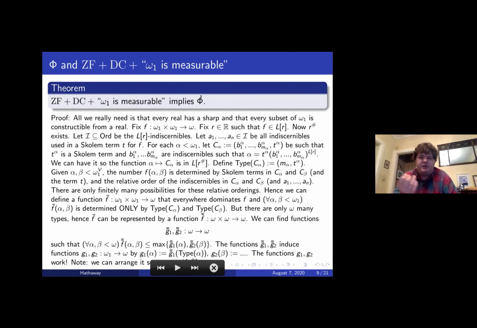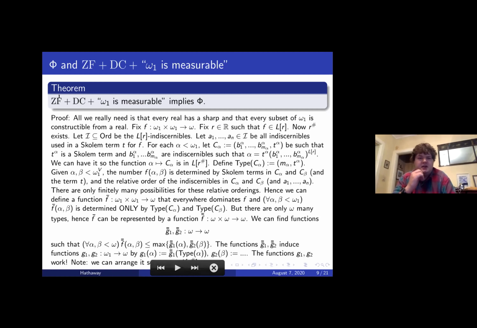And the reason for this is to show phi, you want to start with an arbitrary function f. Well, f is essentially a subset of omega 1. Therefore, it's constructible from some real little r. And then because r sharp exists, you can analyze L[r] using indiscernibles, and these indiscernibles end up showing that f has a lot of symmetry. And you can exploit this symmetry to create the functions g1 and g2. Okay, so that's all I'm saying in this argument.